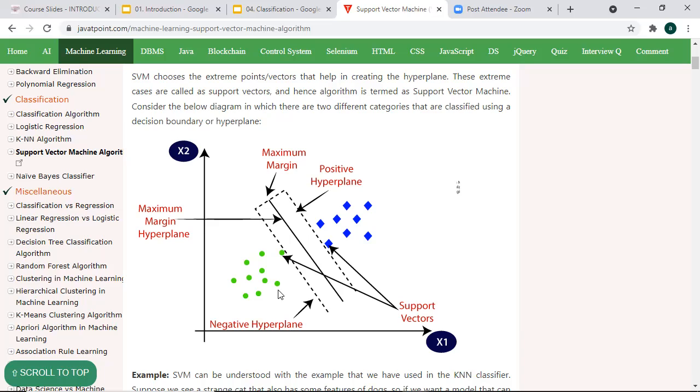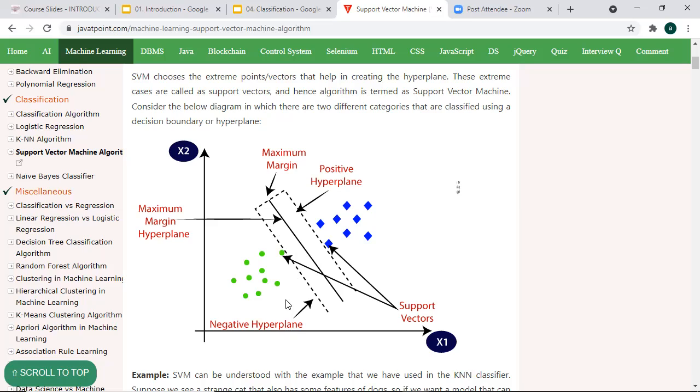Anyone you can give a name. It's not like the left side will be negative or the right side will be positive. It's not like, if you give one as positive, then obviously the next one is negative. Or you can give a name, hyperplane A, hyperplane B, as they have just used the naming convention here.